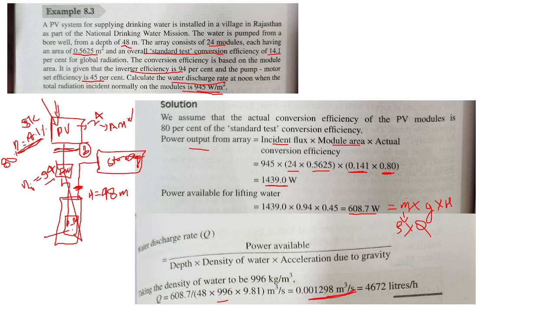Now if you have to report it in liter per hour, 1 liter is 10 to power minus 3 meter cube, so you multiply with 10 to power 3. And you're talking in hours, so we will multiply by 3600 to convert per second to per hour. Then you will get this value as 4672 liter per hour.